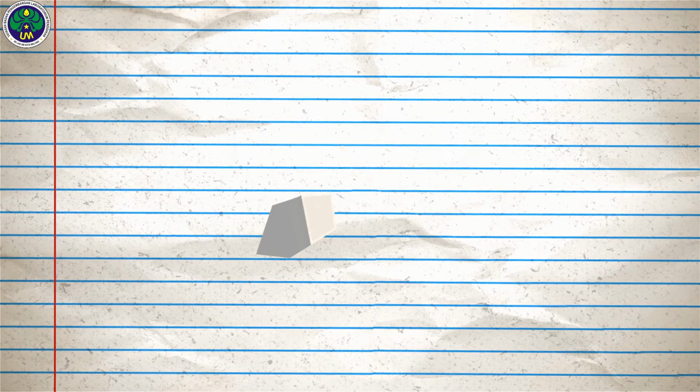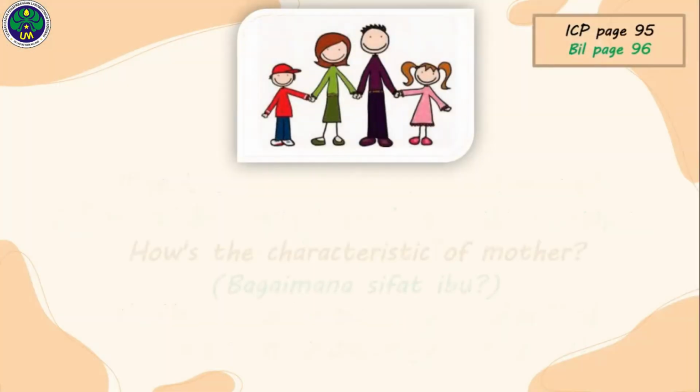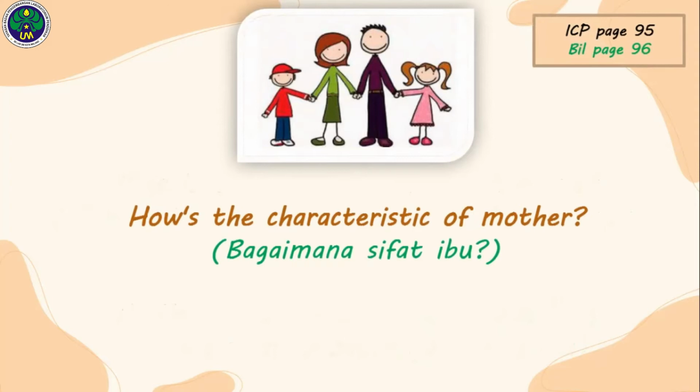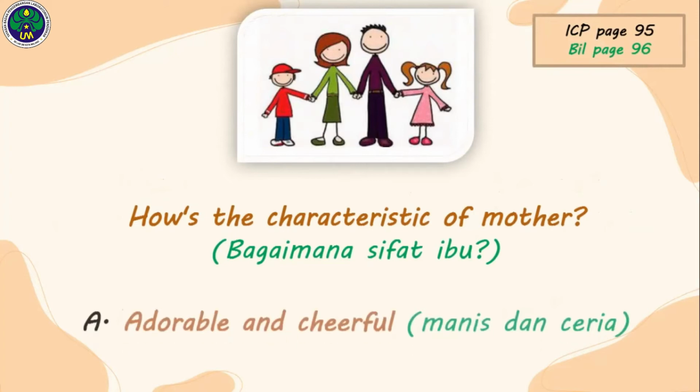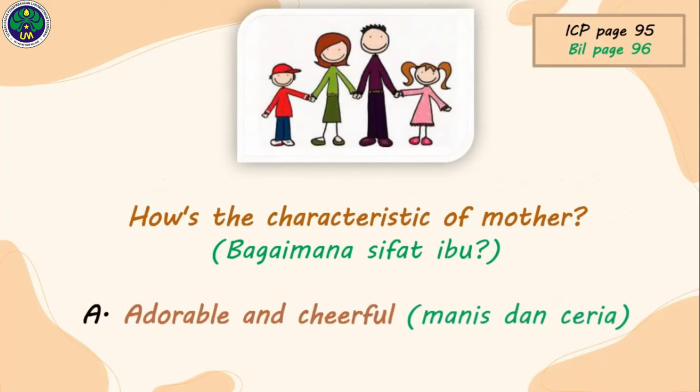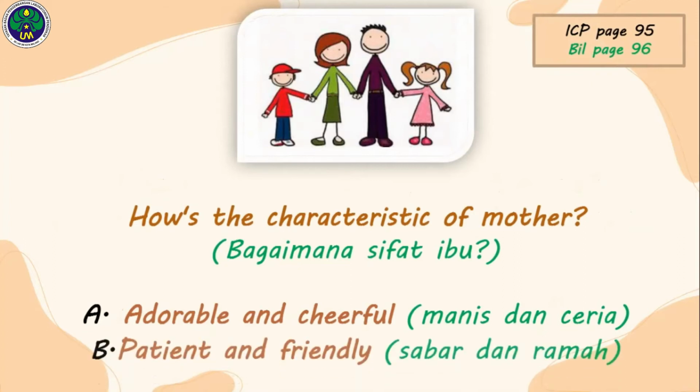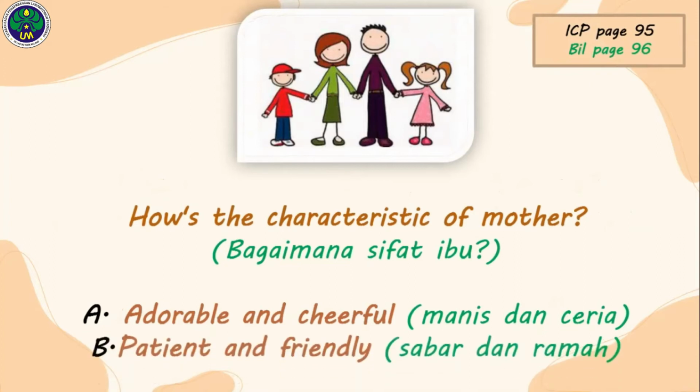Okay, now let's go to the second question. How's the characteristic of mother? Bagaimanakah sifat ibu? A. Adorable and cheerful. Ya, manis dan ceria, suka tersenyum. Or B. Patient and friendly. Sabar dan ramah. Choose A or B as the correct answer. Pilih jawaban yang paling benar ya.